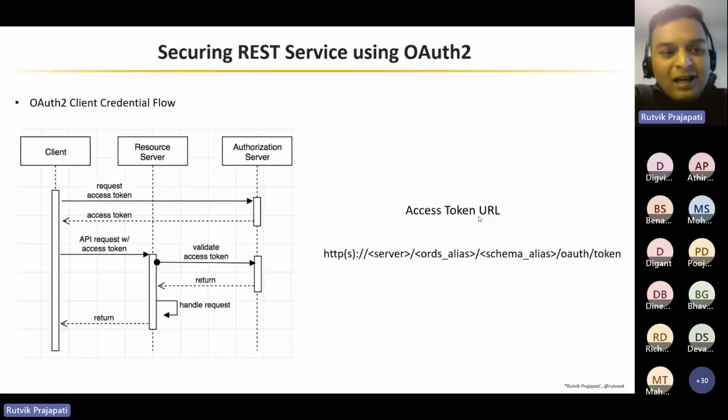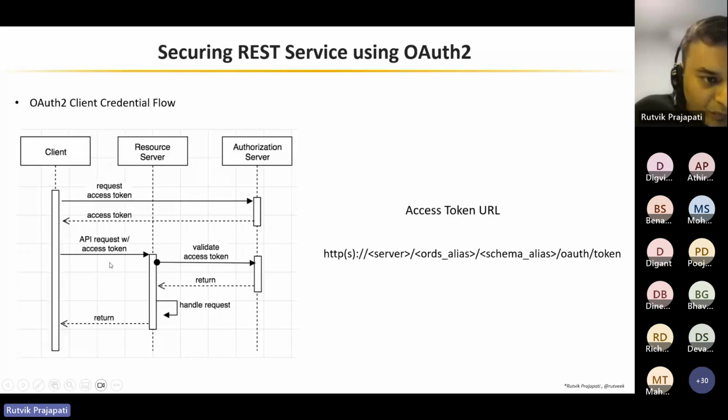Basically, we have three entities: client, resource server, and authorization server. The resource server is where we have our API, our resource, and the authorization server is what grants us the authorization token. In our case, the resource server and authorization server are the same, that is our Oracle database. First we have the client ID and client secret. The client requests the access token from the authorization server. The authorization server checks this client ID and secret, and grants the access token, which is valid for a set period of time. In our case, by default it is 3600.